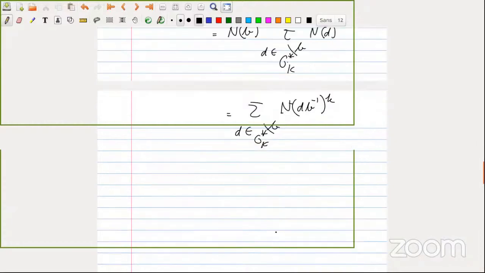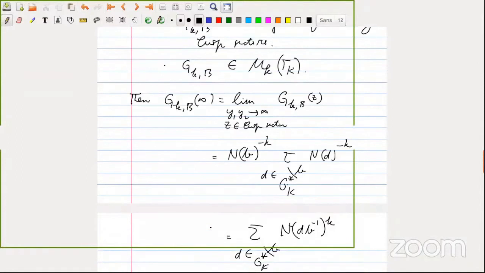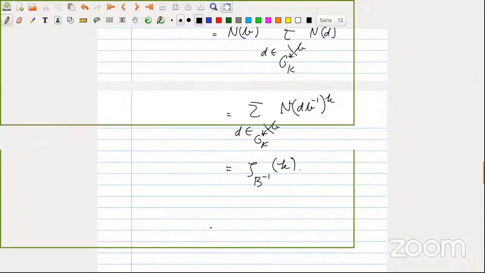So this is the way we define the zeta function attached to this fractional ideal B inverse, evaluated at k. This is the special thing about this Hecke Eisenstein series: its value at the cusp gives me a zeta value.